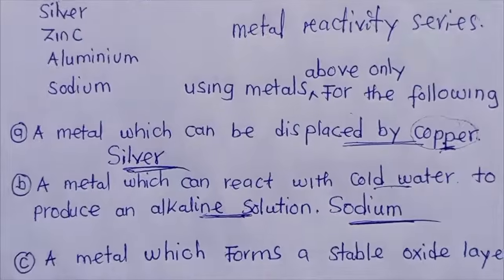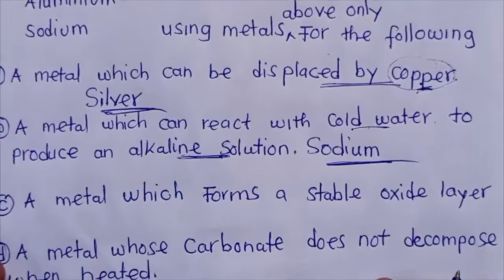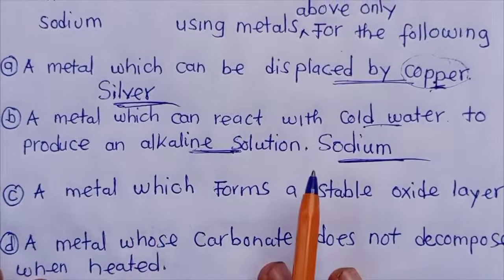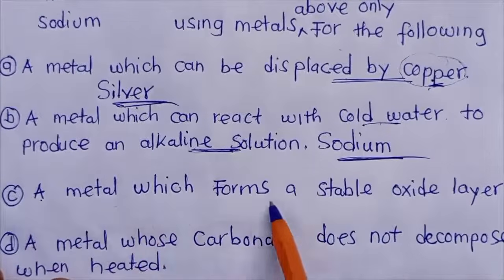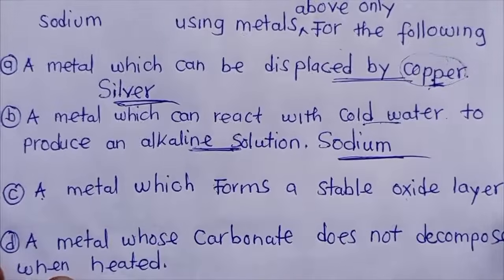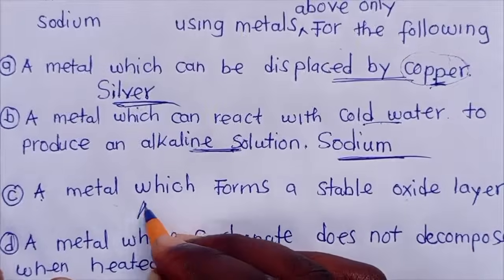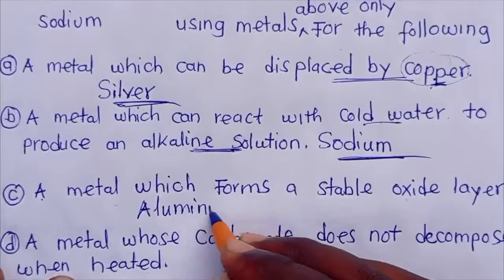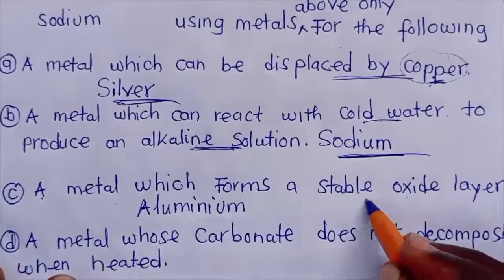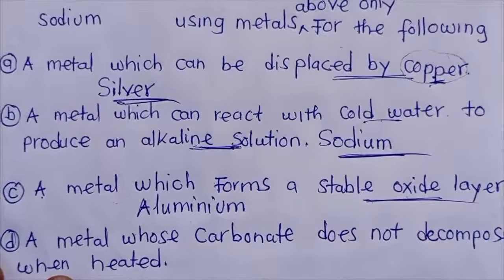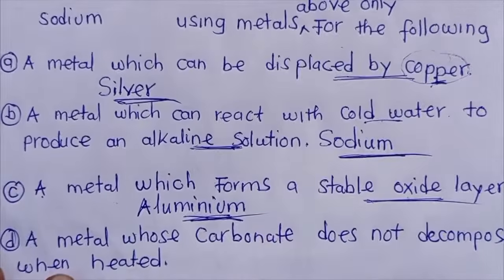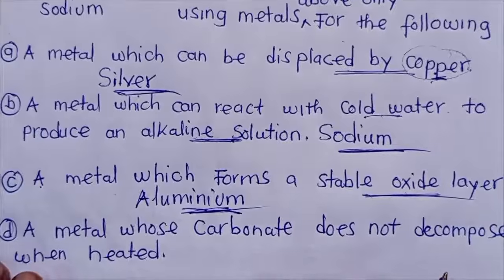You are even able to see how we get to answer these particular questions. We now go to this one. This one is saying a metal which forms a stable oxide layer. That one is already known. It is aluminium. This is known, aluminium. This one forms a stable oxide layer. So this is not something that you are supposed to say, no, these questions are so hard, I may not answer them. No, these are simple questions.